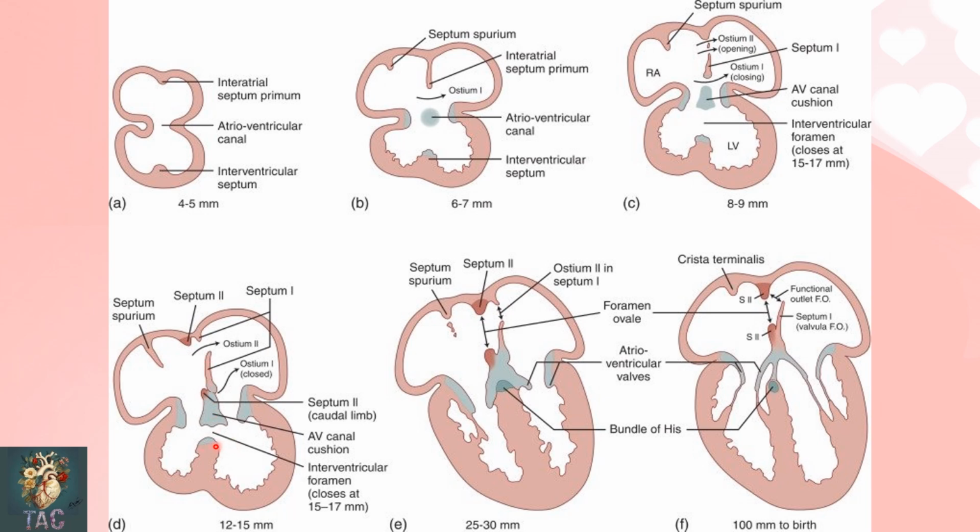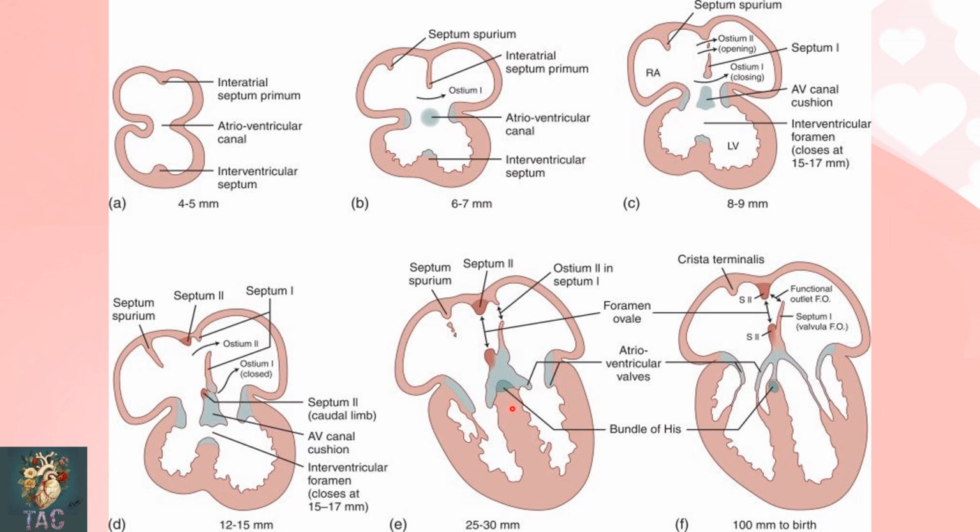Here you can see the muscular part of the interventricular septum is also complete, but the interventricular foramen is present, which will be later on completed by formation of the membranous part of the interventricular septum. So in this diagram you can see the membranous part of the interventricular septum is completed. These are the atrioventricular canals, valves which are forming.